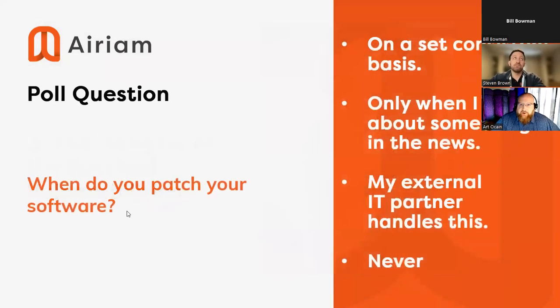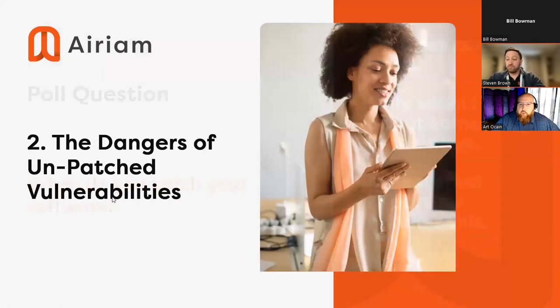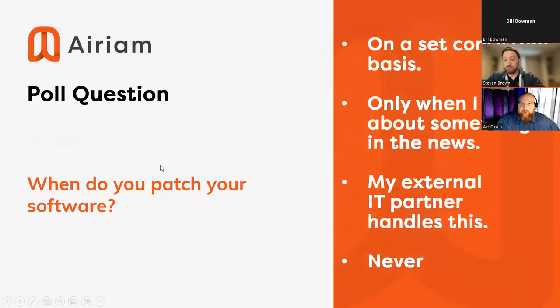So I think we can already kind of think about what the dangers of unpatched vulnerabilities are. I mentioned initially that it's really how the attacker gets a foothold in your system. If you're fully secure and fully patched, it's hard for them to get around. So here's a poll question for you. When do you patch your software?